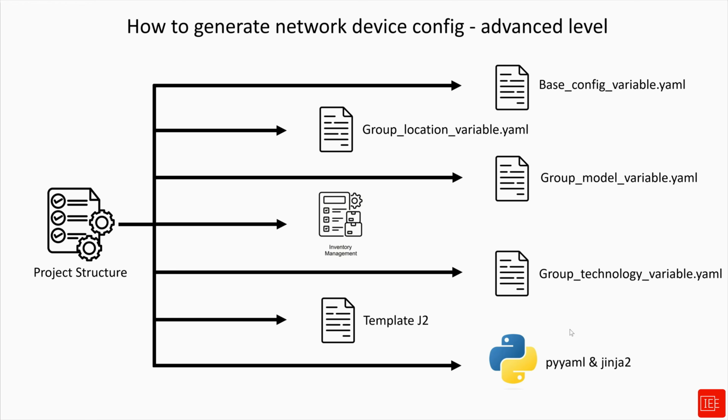I will show you that in a minute. And then we will create a folder for group technology where we specify the type of technology, for example, DSL or Ethernet, as we discussed earlier. Then we will create the template in Jinja2 format. Again, we have explained this in the last video. And finally, we will build our code by using PyYAML and Jinja2 libraries. So without further ado, I'll crack on with the demo.